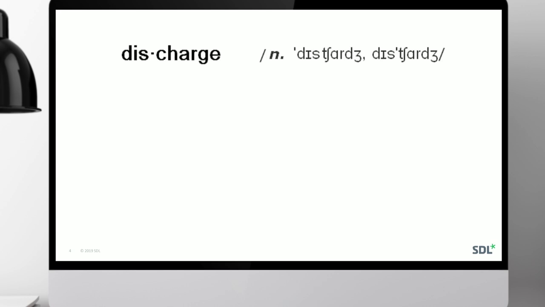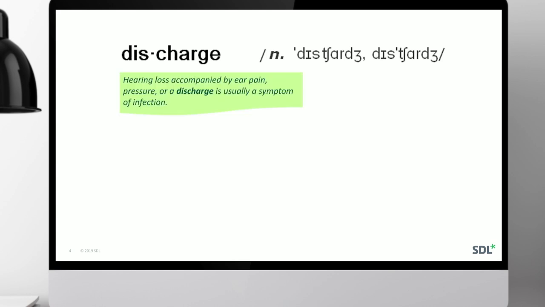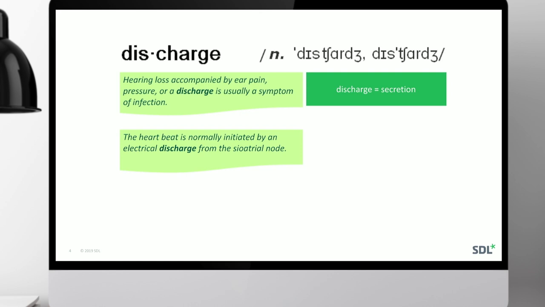So discharge, a noun, in this sentence: hearing loss accompanied by ear pain, pressure, or a discharge is usually a symptom of infection. This means some kind of secretion, really nasty thing going on. That's one word that life sciences professionals, health authorities, and so on might use to describe this situation. Well, the same word, when we talk about cardiology and the function of the heart, we say that the heartbeat is initiated by electrical discharge. Well, in this case, it's an impulse, an electrical impulse, and has nothing to do with the first meaning of that word.